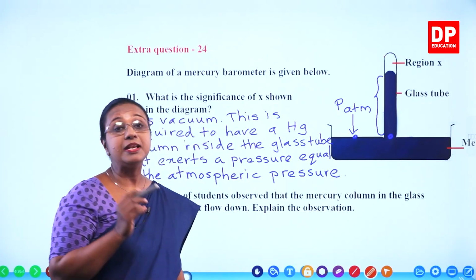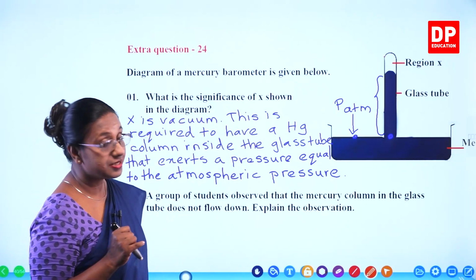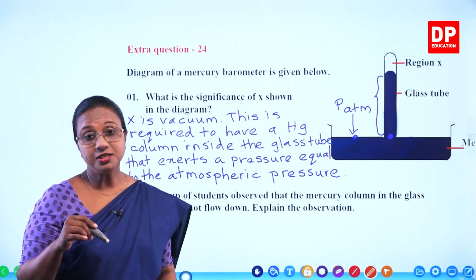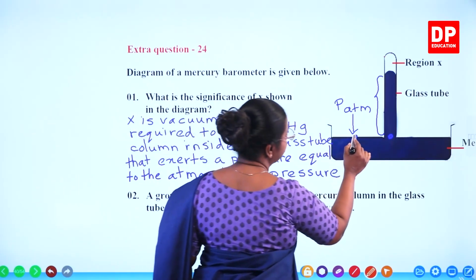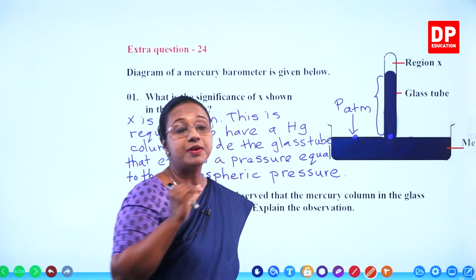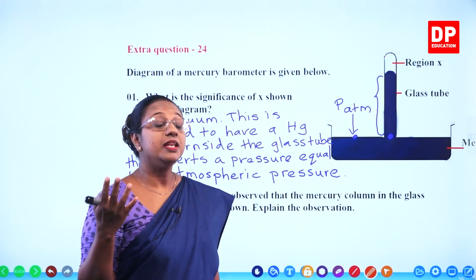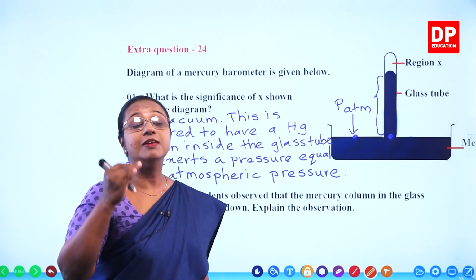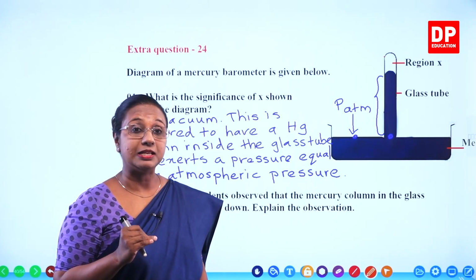So what will happen if there is air inside region X? That air will exert a certain amount of pressure. So if we need to balance this and this pressure, the mercury column will come down a little bit. So instead of 76 centimeter mercury at mean sea level, it will be less than 76 centimeter mercury.